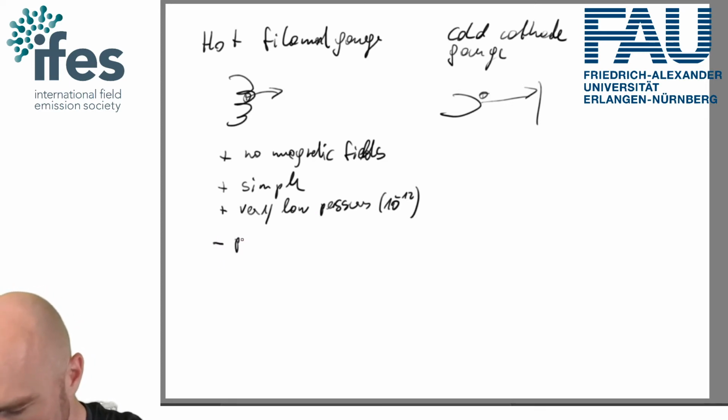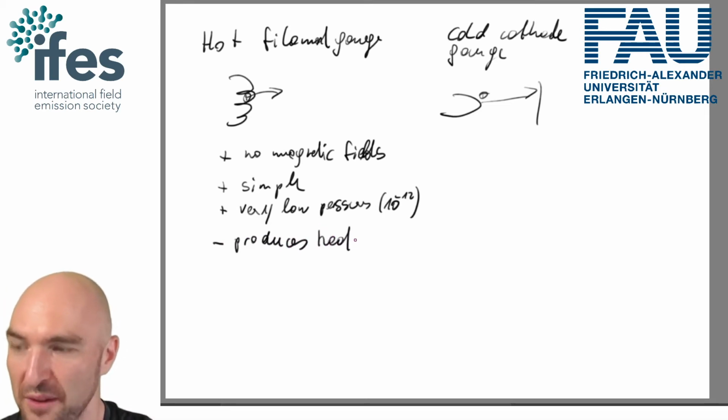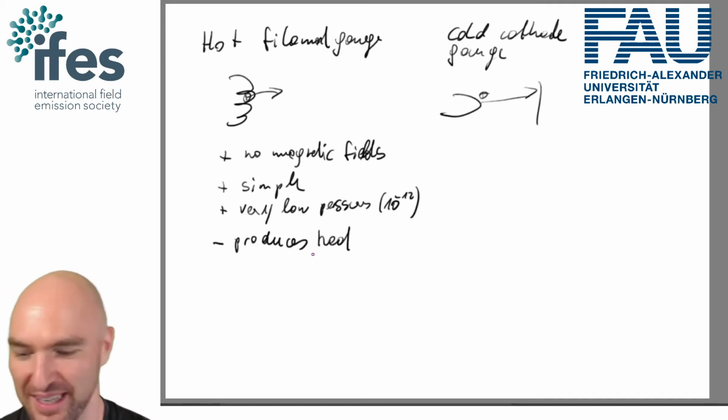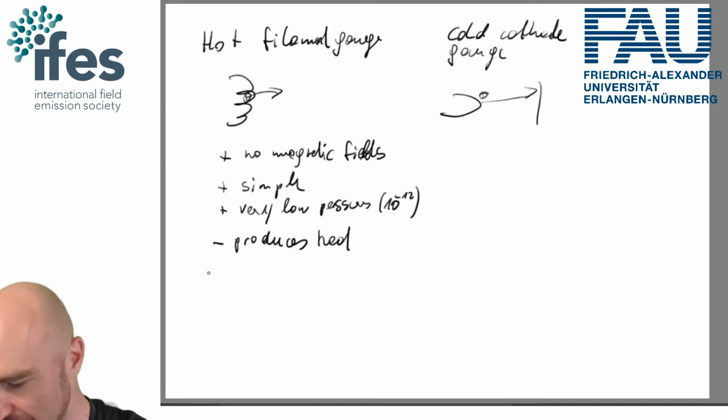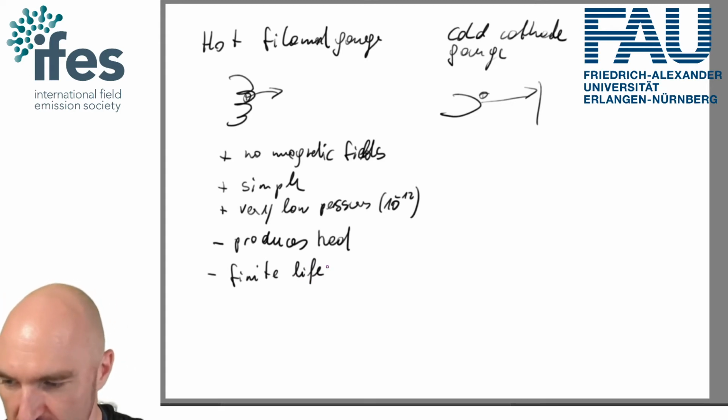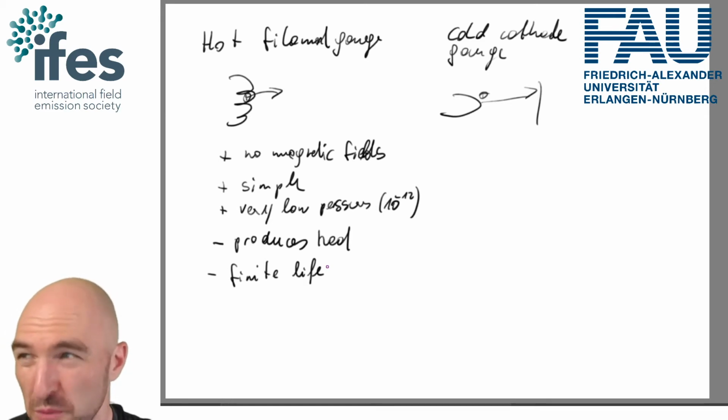The problem is it produces heat. So if you want to cool your sample to 2 Kelvin, it's not good if you have something that radiates a lot of infrared heat into your system. And the other thing is that it has a finite life. But the finite life is essentially caused by collisions with the gas atoms. So if you're at a very, very good pressure, you don't have to worry too much about the finite life.